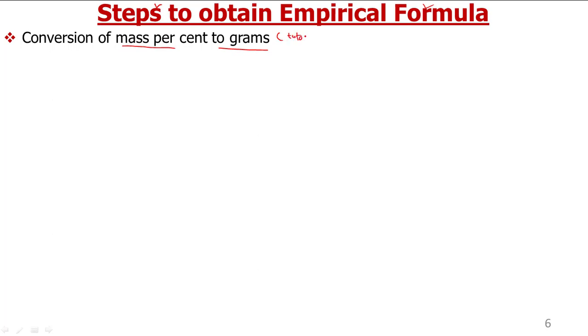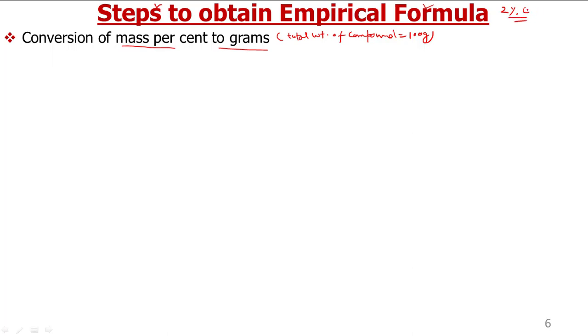If we are given the percentage composition data of a given compound, how can we find the empirical formula? The first thing is we have to convert the mass percent to grams. This is usually done by assuming the total weight of the compound to be 100.